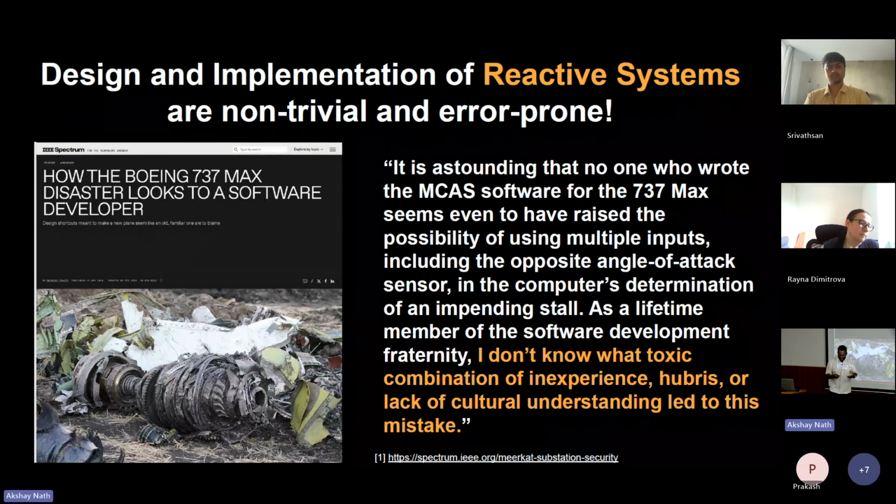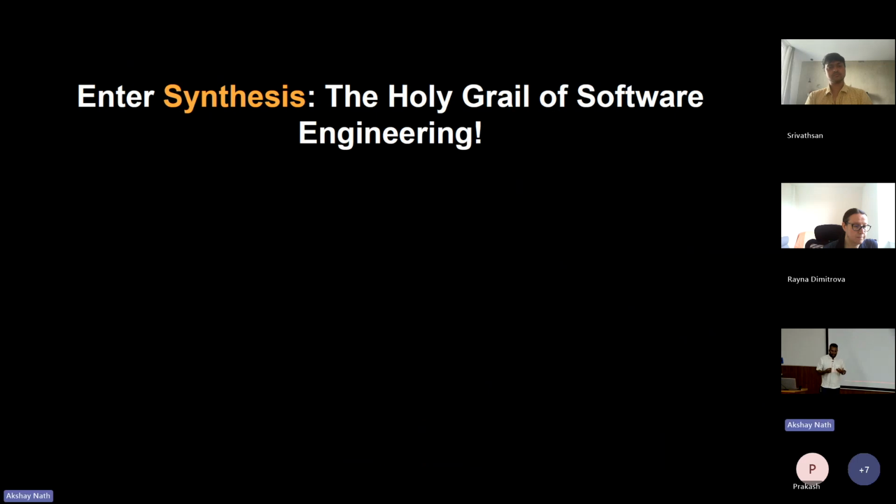And since test cases are not exhaustive, formal methods come to the rescue. Formal methods is essentially using math, in very layman terms, to prove guarantees about systems or ensure how reliable your software is. And a branch of formal methods is synthesis, which is also known as the holy grail of software engineering.